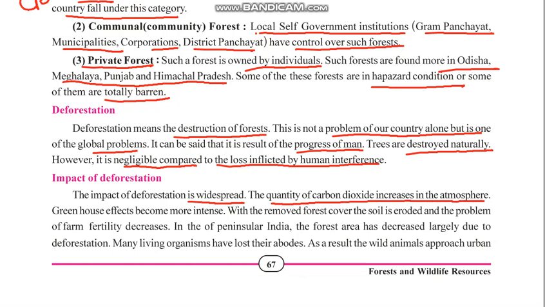We know the trees give out oxygen and take in carbon dioxide, but as we cut down the trees, the intake of carbon dioxide will be less, and due to that the pollution will increase. So this creates a lot of impact on the atmosphere.